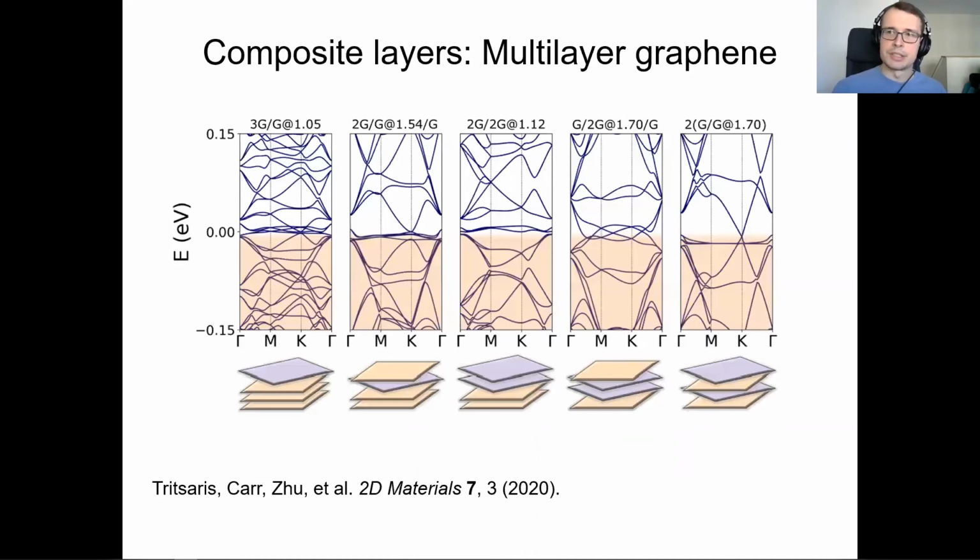Okay, and this is another example of composite layers. This is 4-layer structures of graphene done by one of the postdocs in the group. And we did a very large survey of different types of layer alignments.